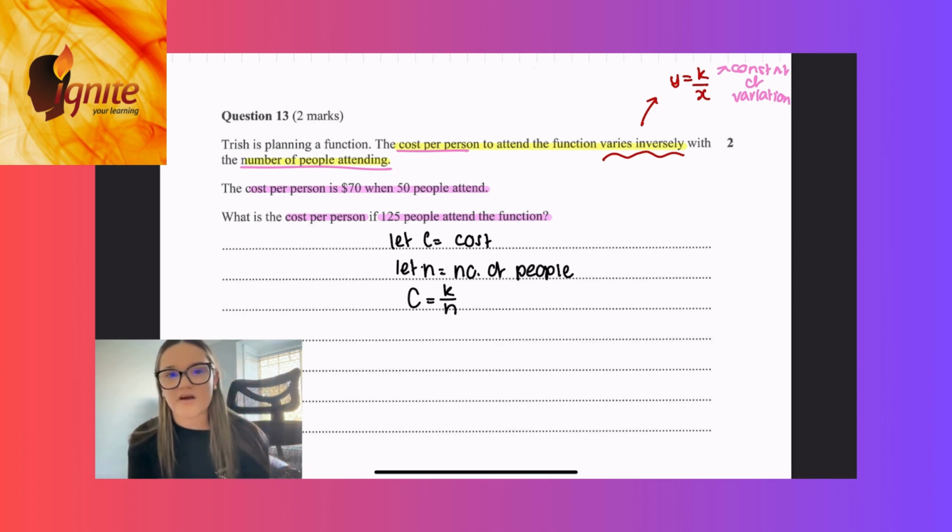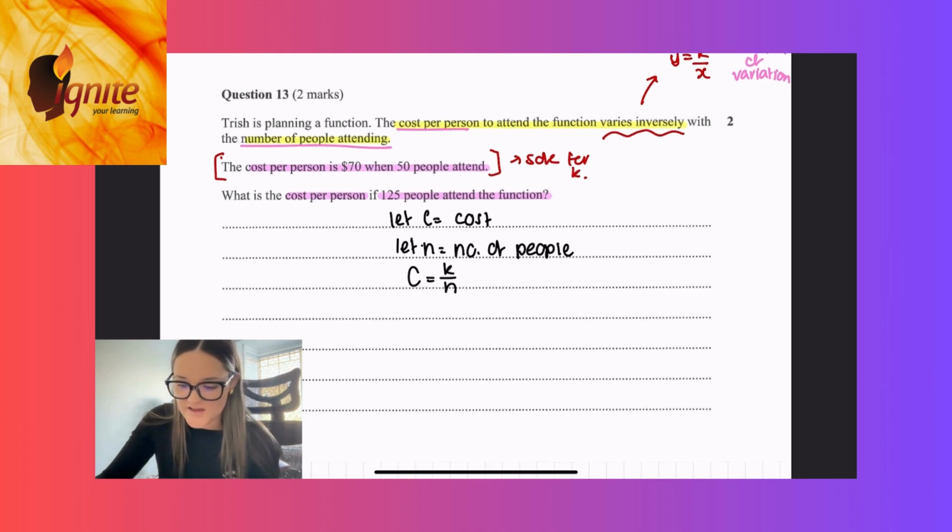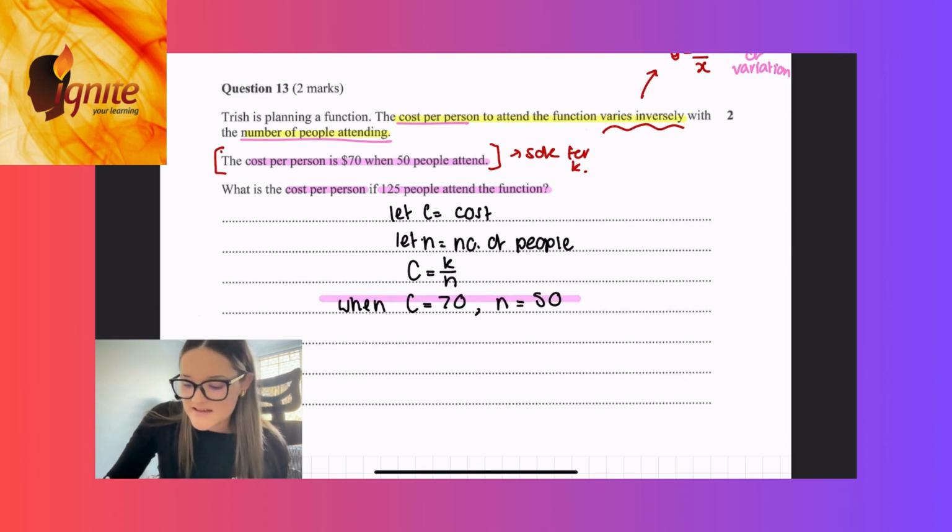Now, because I have a 3-variable equation here, I want to be able to solve for one variable, and I can use the scenario that they've given us here to solve for k. So I have here that the cost per person is $70 when 50 people attend. So using my c and n values, we know that when c, my cost, is equal to 70, the number of people, or n, is going to equal 50. So what you want to do is plug this back into your equation, and then you can solve for k. So we have 70 is going to equal k on 50.